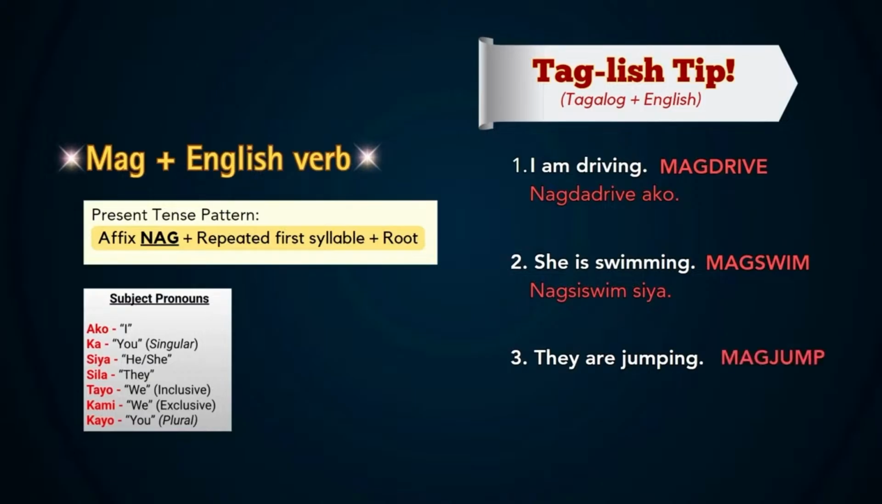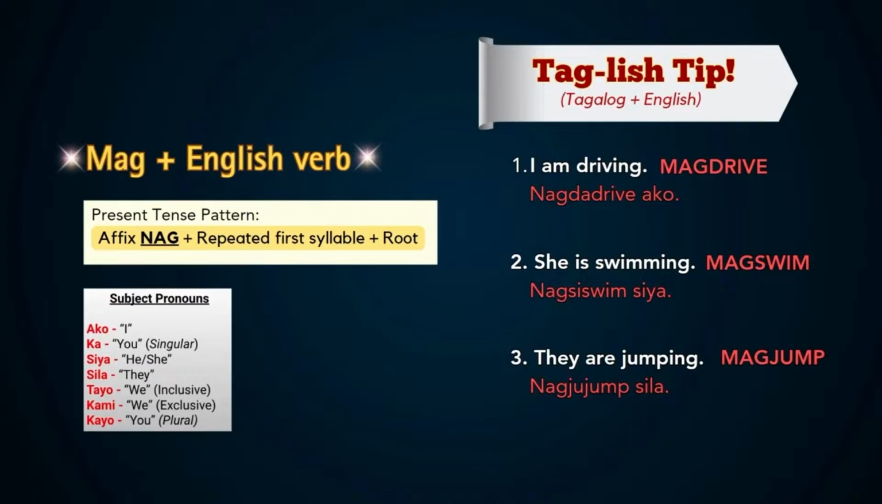Lastly, they are jumping. What if I told you to use the verb mag-jump? How would you write they are jumping in Taglish form? In Taglish, you could say, nagja-jump sila. They are jumping. Nagja-jump sila. So the affix is nag, then there's a repeated first syllable or sound, and then the root. Nagja-jump sila.